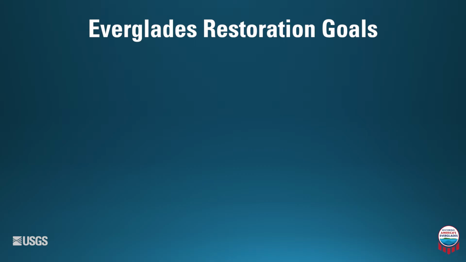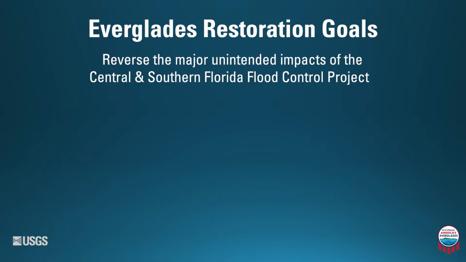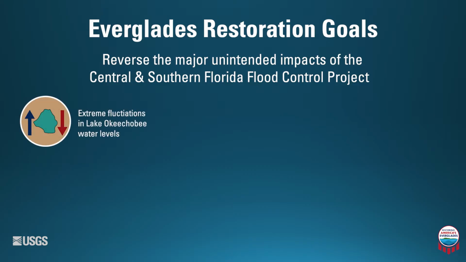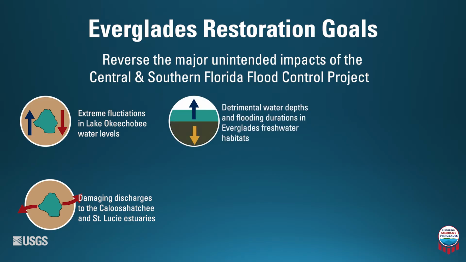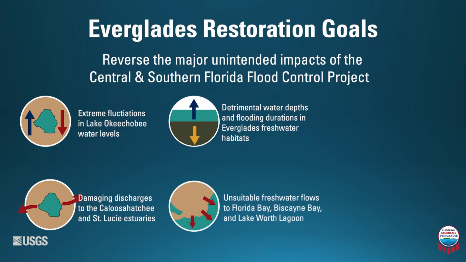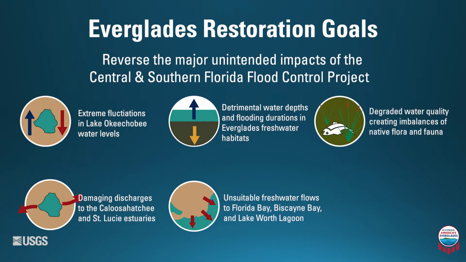Everglades restoration goals. The primary goal of Everglades restoration is to reverse the major unintended impacts to the natural system attributed to the Central and Southern Florida Flood Control Project. These impacts include extreme fluctuations in Lake Okeechobee water levels, damaging discharges to the Caloosahatchee and St. Lucie estuaries, detrimental water depths and flooding durations in Everglades freshwater and coastal habitats, unsuitable freshwater flows to Florida Bay, Biscayne Bay, and the Lake Worth Lagoon, and degraded water quality that creates imbalances of native flora and fauna.